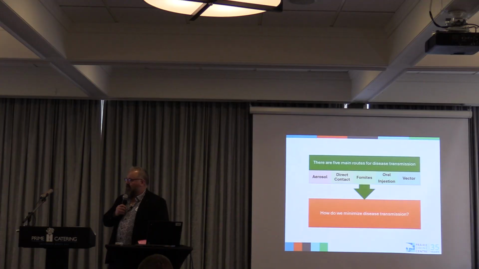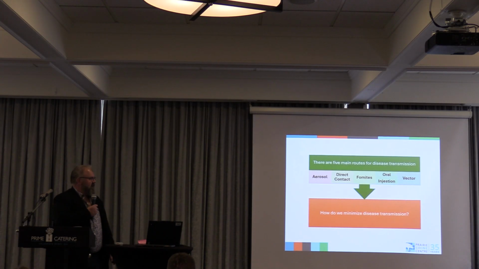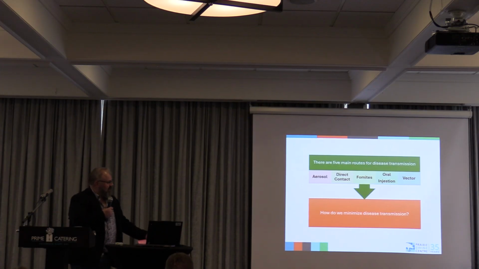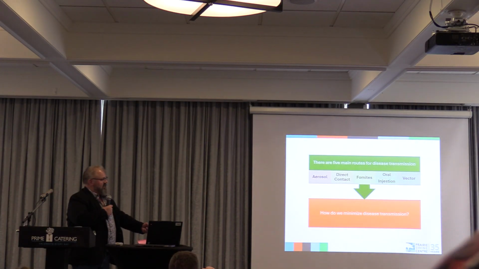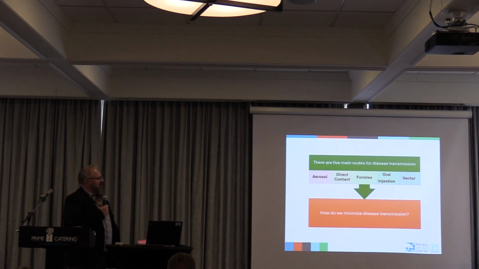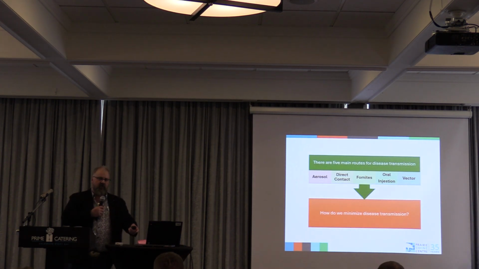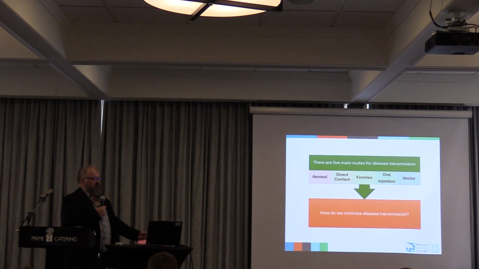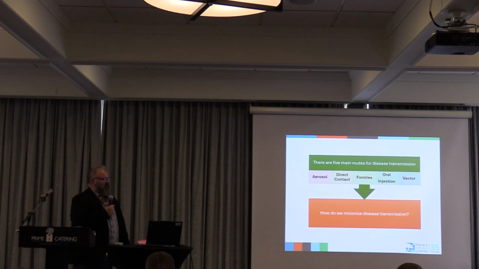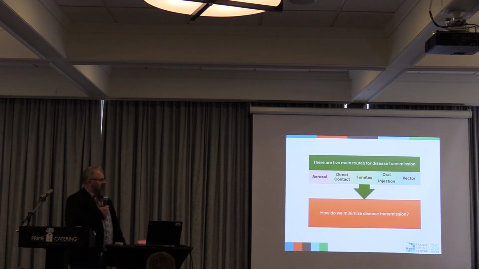There are five main routes for disease transmission, or five main ways that disease is transmitted amongst animals: aerosol, direct contact, fomites, oral ingestion, and vectors. Vectors would be something like a fly or a tick. Oral ingestion is pretty self-explanatory. Fomites are inanimate objects. For example, your sort board that you're using to sort pigs would be a great example of a fomite. Or your feeder in the barn, the actual feeder would be the fomite.